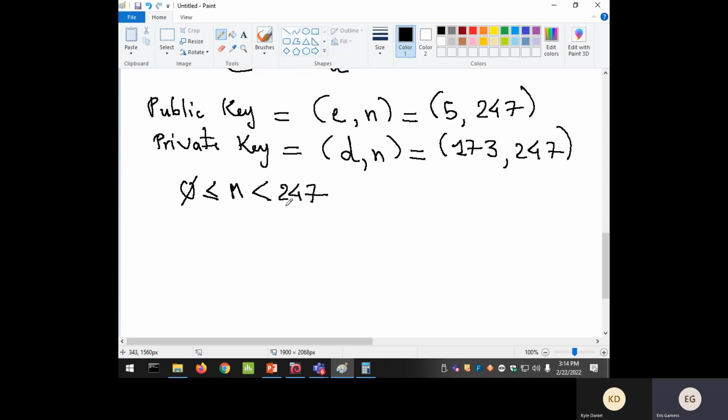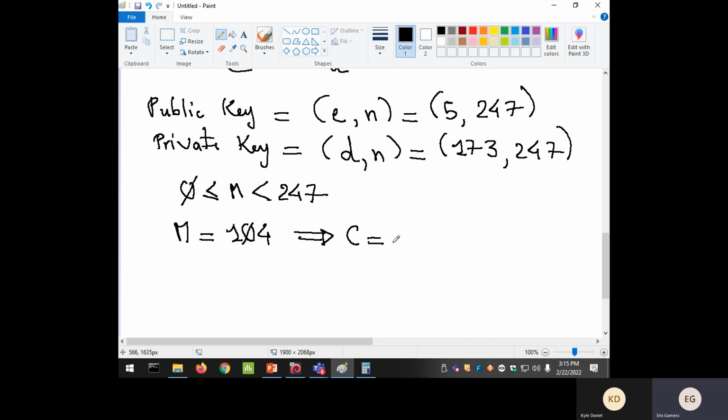But you cannot choose m as 500. No. It has to be between 0 and n: 0 inclusive and n exclusive. So for example, I can choose 100, or let's choose 104. Let's see what the ciphertext will be.